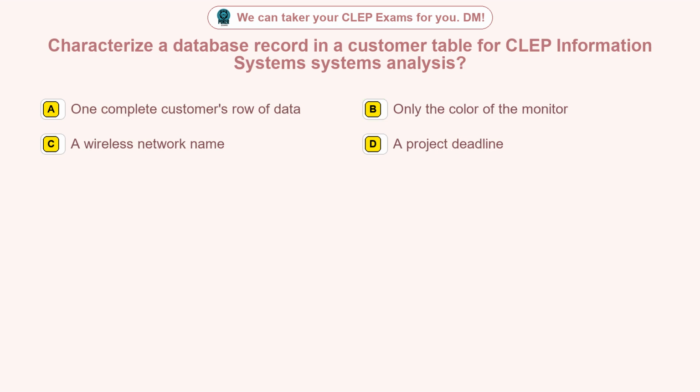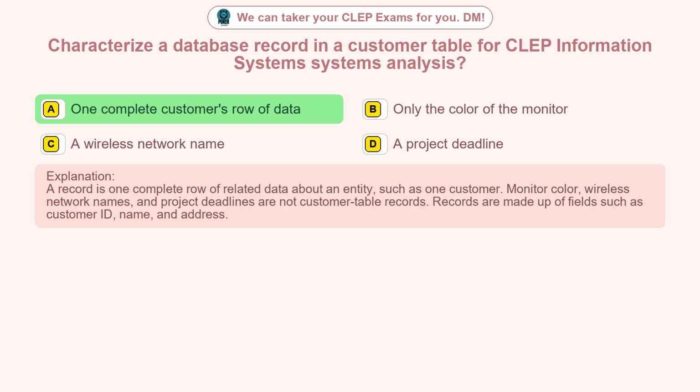Question 78. Characterize a database record in a customer table for CLEP Information Systems analysis. Option A. One complete customer's row of data. Option B. Only the color of the monitor. Option C. A wireless network name. Option D. A project deadline. The correct answer is option A. One complete customer's row of data.